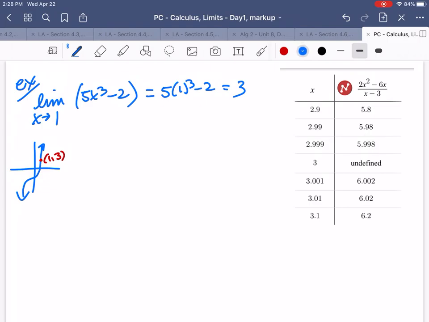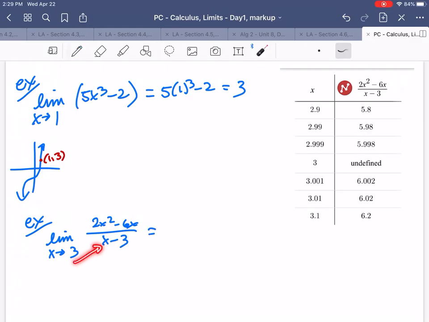Other times you have some issues. So let's say, for example, the last one on this page here, I was doing the limit as x goes to 3 of this function, 2x squared minus 6x over x minus 3. And you notice I can't plug 3 in here because I get a 0 on the bottom, and in fact I get a 0 on the top also. So I would get 0 over 0, which is indeterminate. You don't know what that is.